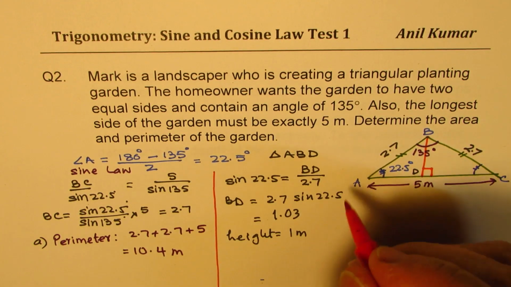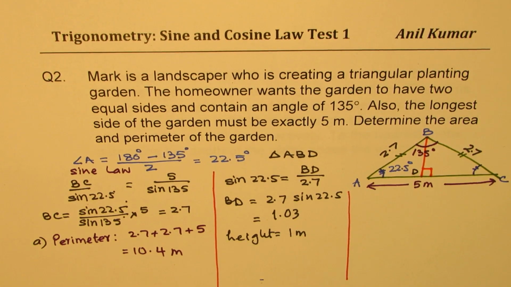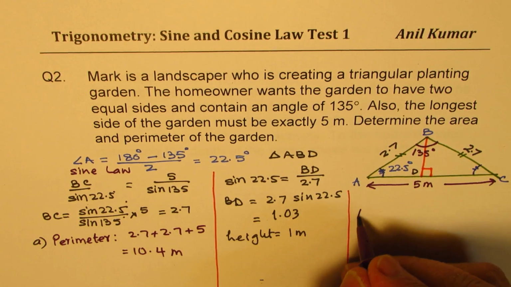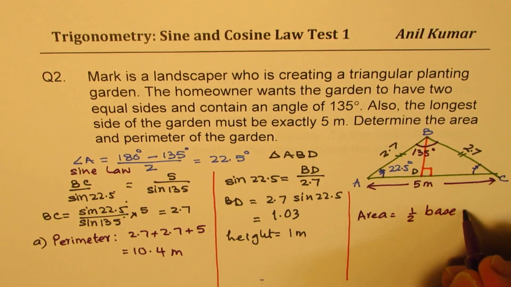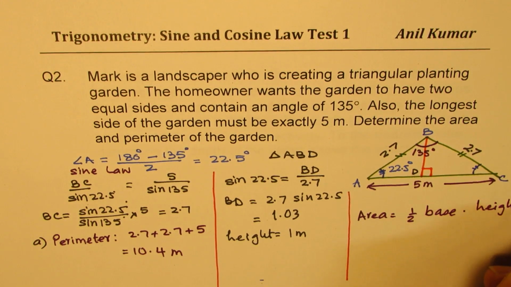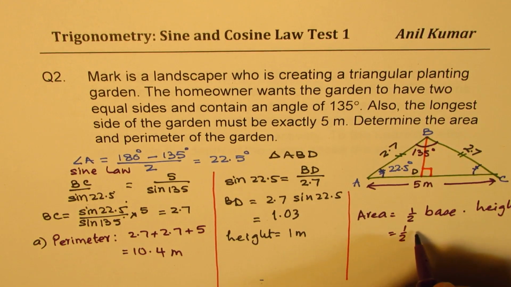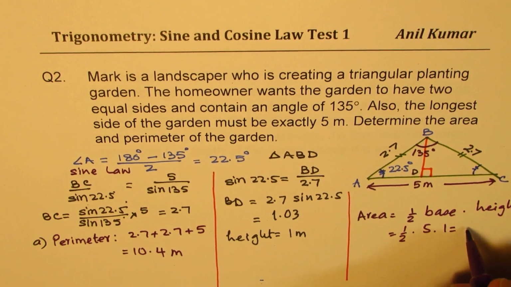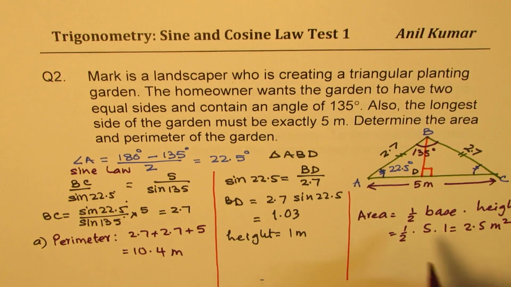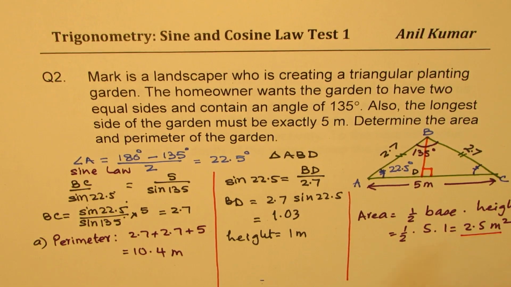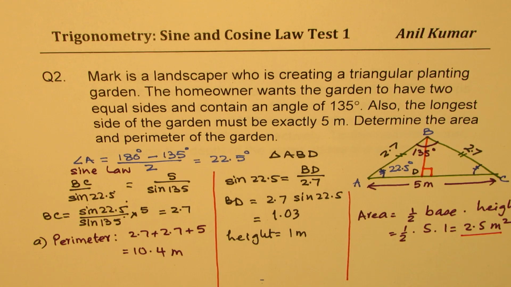Area is half base into height. Base is 5 and height is 1 unit. So which is half of 5 times 1, correct? So 2.5 meters square. So that becomes the area of this particular triangle. Clear? So that is how we could solve such a question. So we applied once cosine law and now sine law. Let's move on and take solution of question 3.